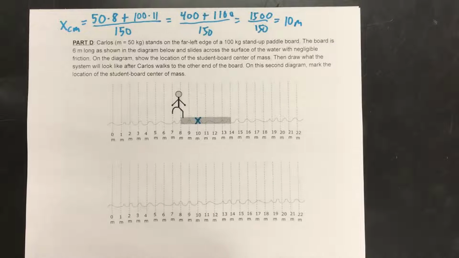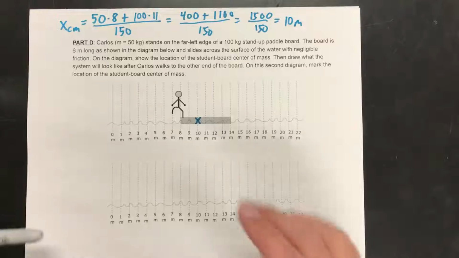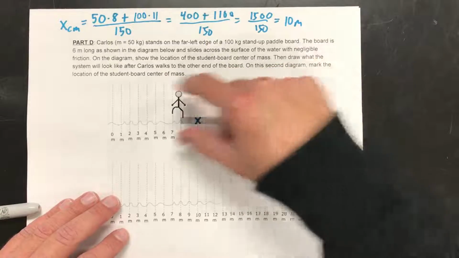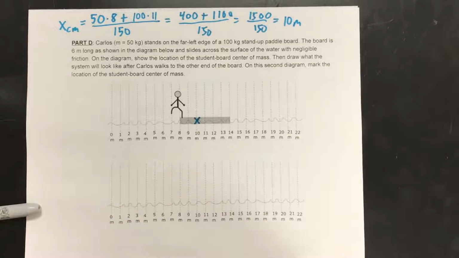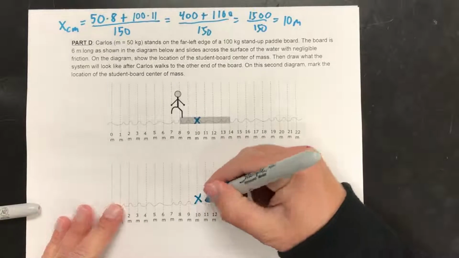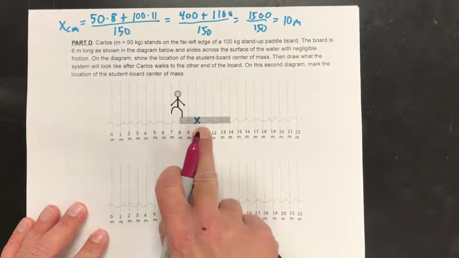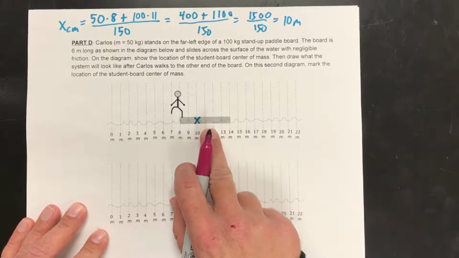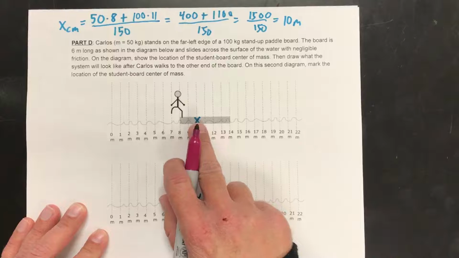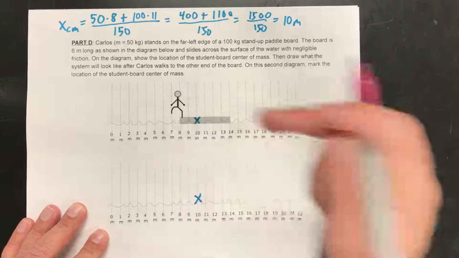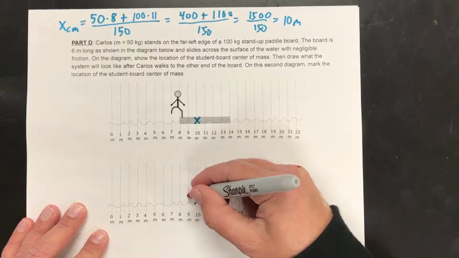So now he's going to walk to the other end. Now here's the thing, there's no external forces on the system, so there'll be no acceleration of the system. That means that the center of mass still has to be here at the 10 meter mark. It can't move at all. And think about it, it's still going to have the same ratio as we did up here. Because the board is more massive, twice as massive, it's got to be only 1 meter away as opposed to Carlos's 2 meters away. So that means the center of the board is right here.